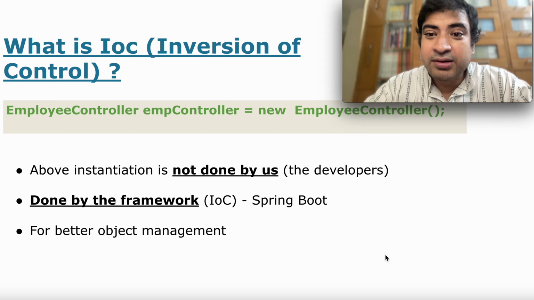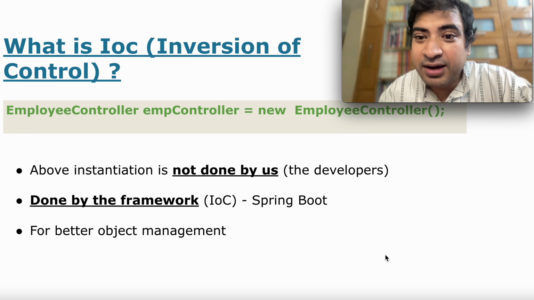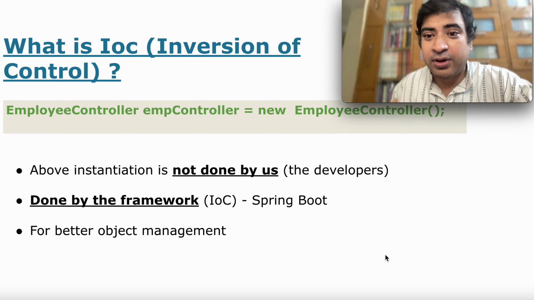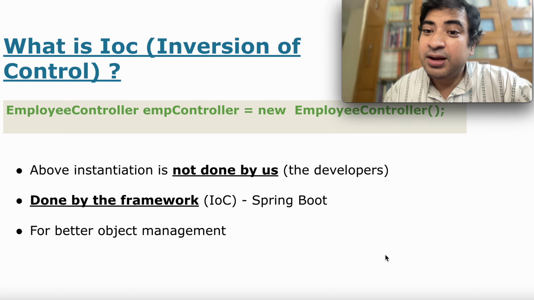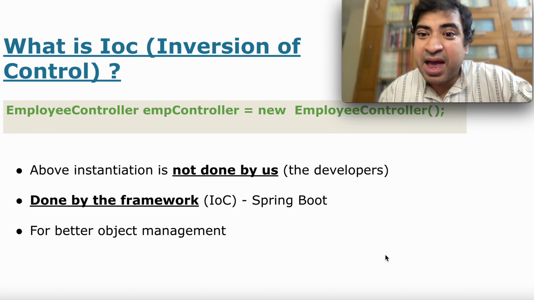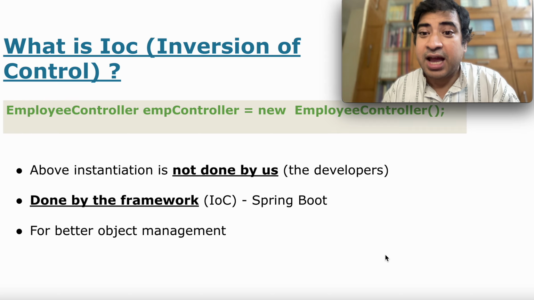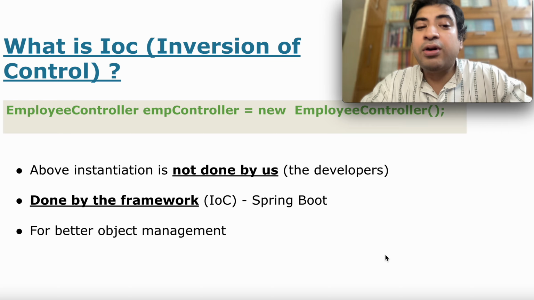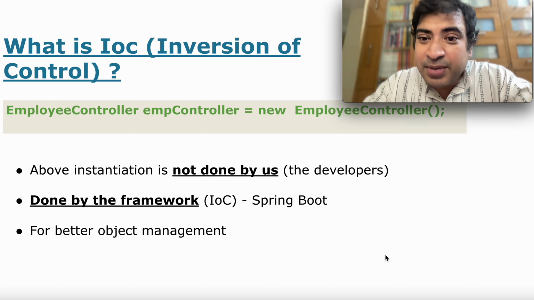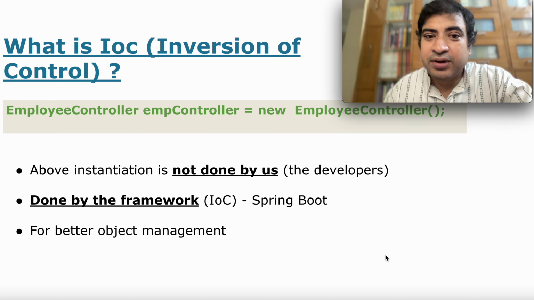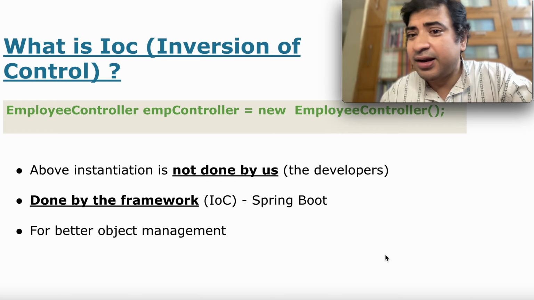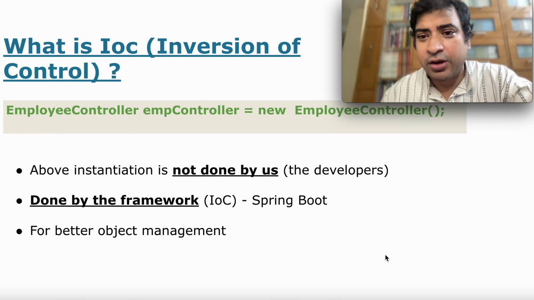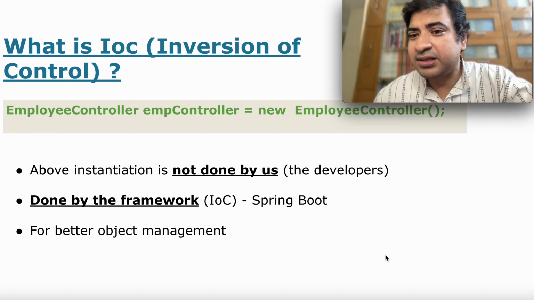Why? Because if the Spring container is in charge of instantiating my objects on the developer's behalf, then the Spring container will also be able to manage the life cycle of the object and do a lot of things on the object which I do not need to do. That is the main reason for this inversion of control approach, and that is why in Spring Boot or any Spring application, we rarely use the new operator. We do not create objects ourselves.